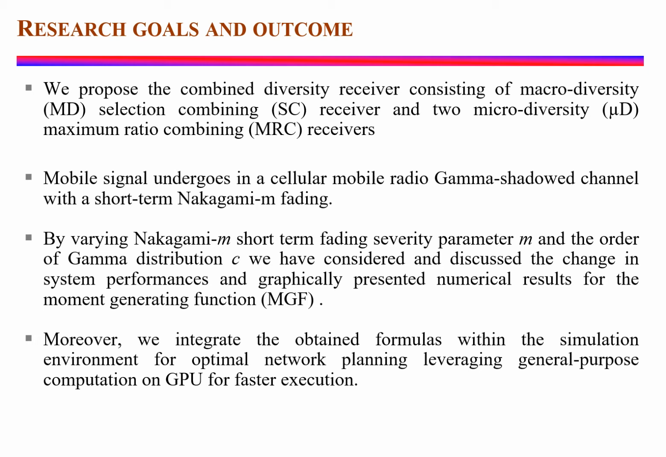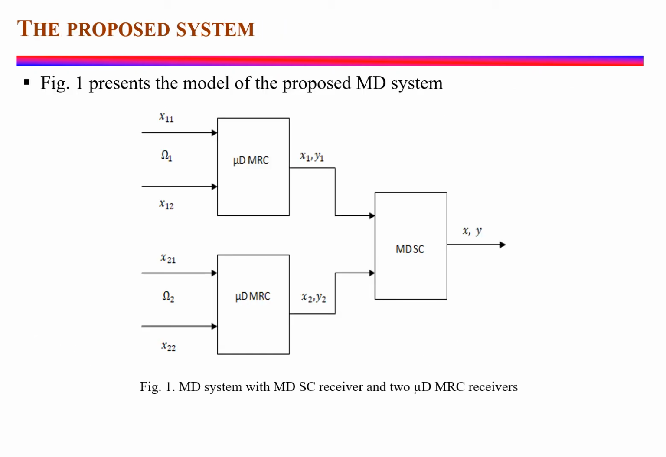By varying Nakagami-m short-term fading severity parameter m and the order of gamma distribution c, we have considered the change in system performances and graphically represented numerical results for the moment generating function. Moreover, we integrate the obtained formulas within the simulation environment for optimal network planning, leveraging general purpose computation on GPU for faster execution. On this slide, the illustration of the proposed system is given. In what follows, I will show you the derivation of moment generating function expression.